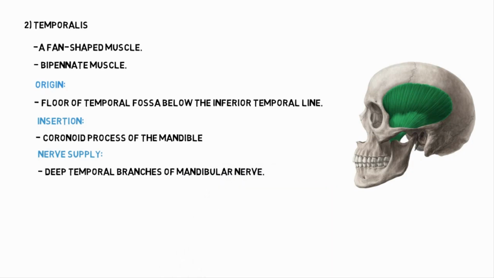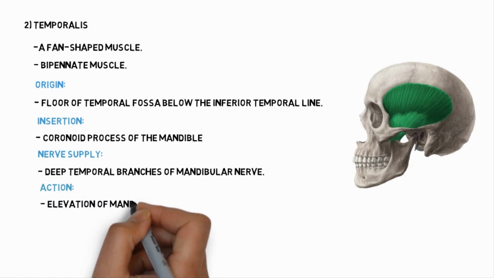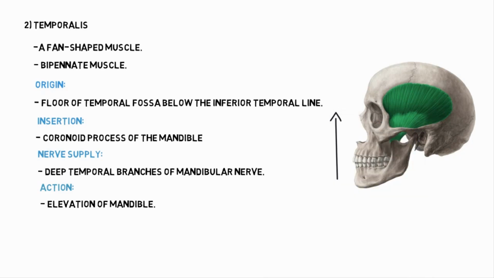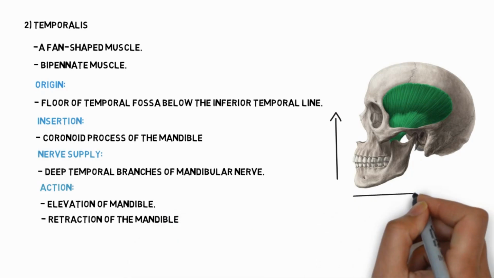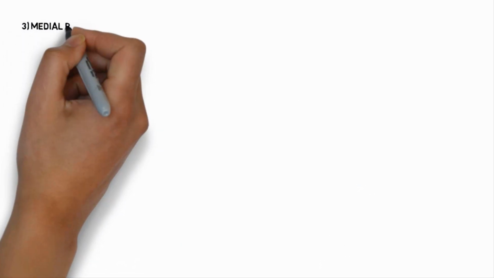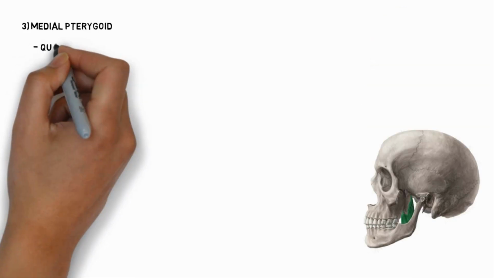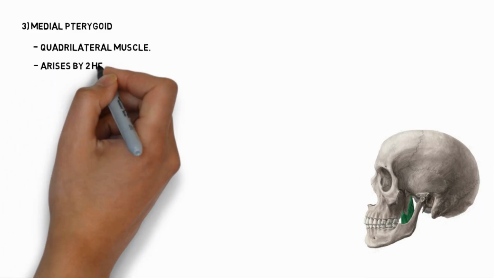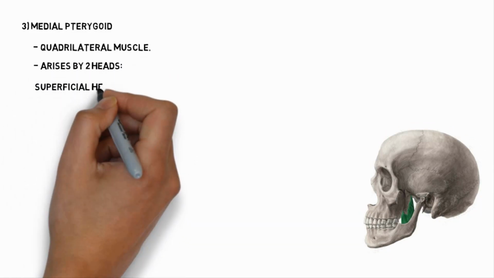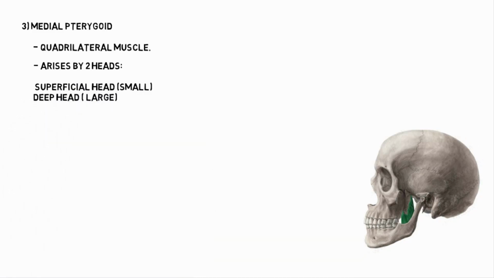Coming to the actions of temporalis, it helps in elevation of the mandible and retraction of the mandible. Coming to the third muscle, that is medial pterygoid, also known as internal pterygoid. It is a quadrilateral shaped muscle. It arises by 2 heads. First one is the superficial head, which is smaller in size. Second, the deep head, which is larger in size.